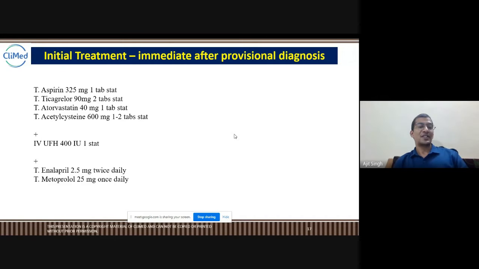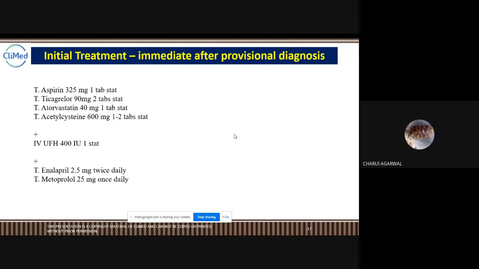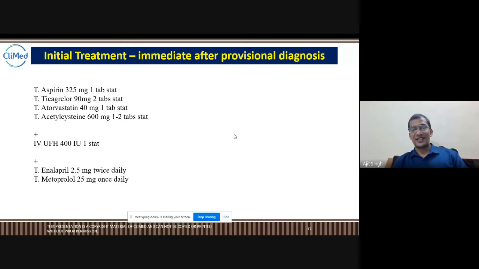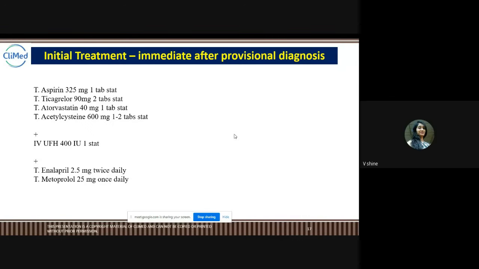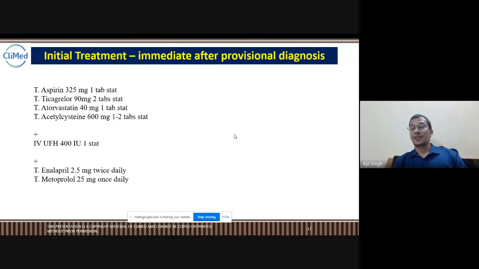Why acetylcysteine 600 mg, 1 to 2 tablets stat? This is for this patient, I'm asking the concern of this patient. Because of the pain? Acetylcysteine can help in pain? Really? What is acetylcysteine? Mucolytic. Okay, so how will it help?